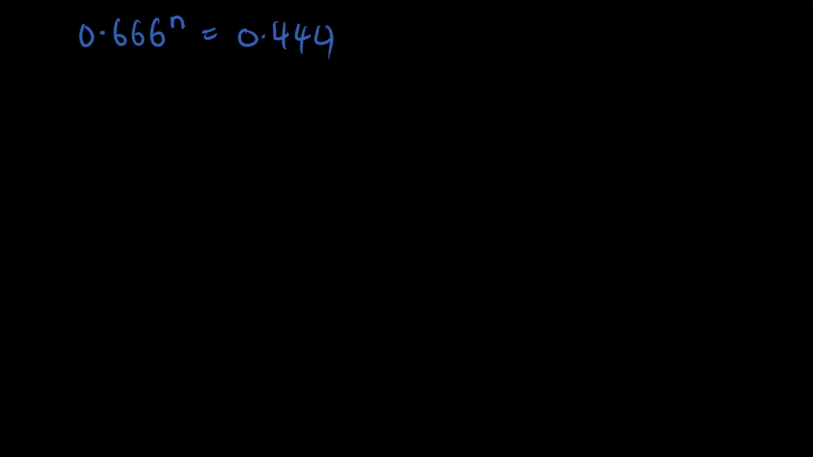Let's move on. So we stopped at 0.666 to the power of m equals 0.444. Now you say, okay, where do we go from here? To move on from here, we'd find the logarithm of both sides. So we'll take the log of 0.666 to the power of m equals the log of 0.444.